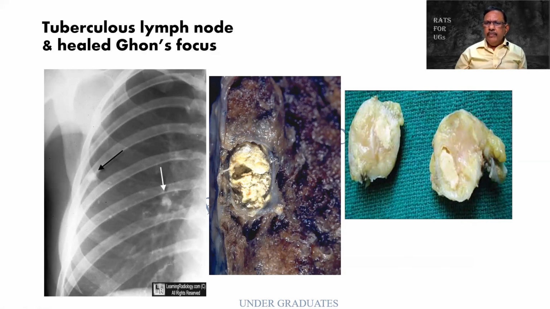What is the definition of dystrophic calcification? It occurs in the dead and the degenerating tissues. So this is a tuberculous lymph node that is getting calcified.